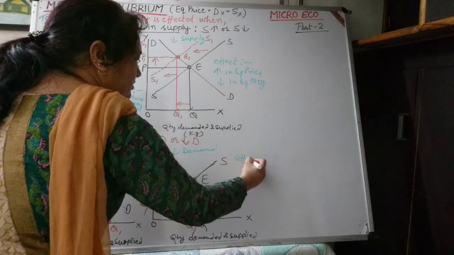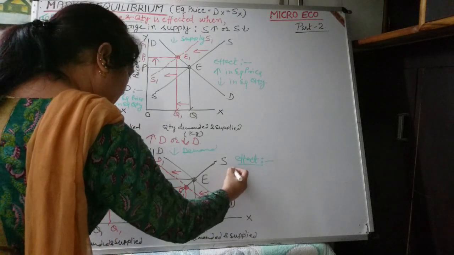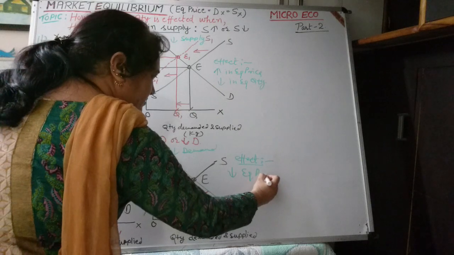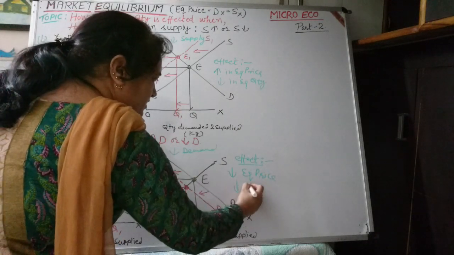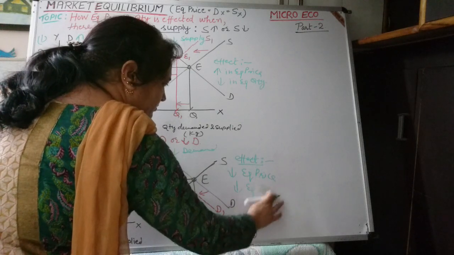So the effect will be, there will be decrease in equilibrium price and also decrease in equilibrium quantity.